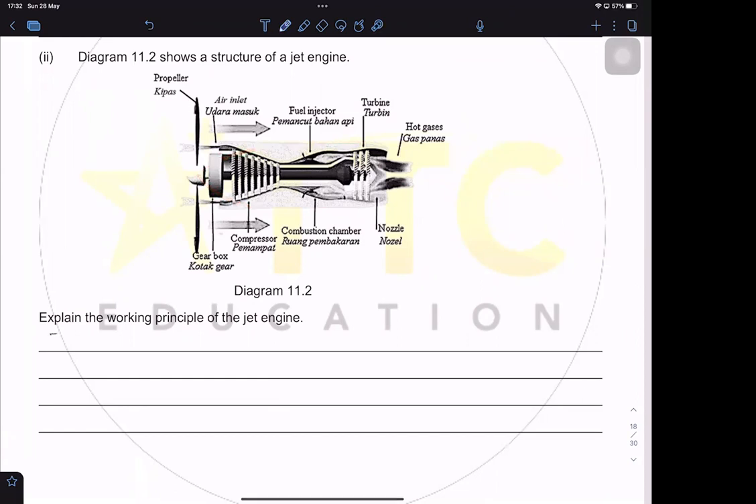Okay, so we say fuel is burned in the combustion chamber to produce hot gas. Okay? Fuel is burned in the combustion chamber to produce hot gas. Now again, this is optional only. It's only certain questions where you need to explain this. All right? Now the real explanation begins.